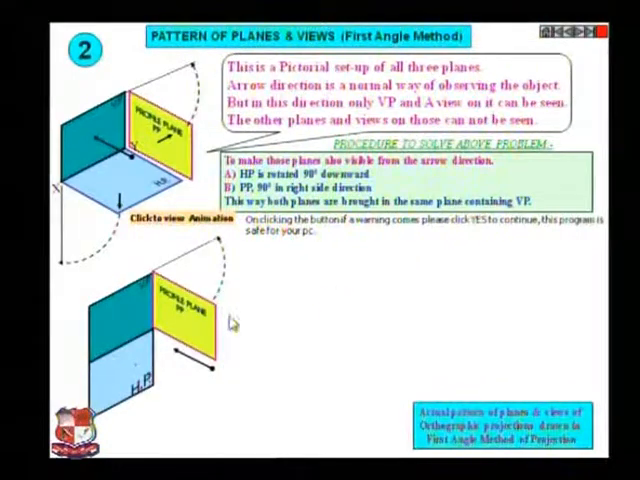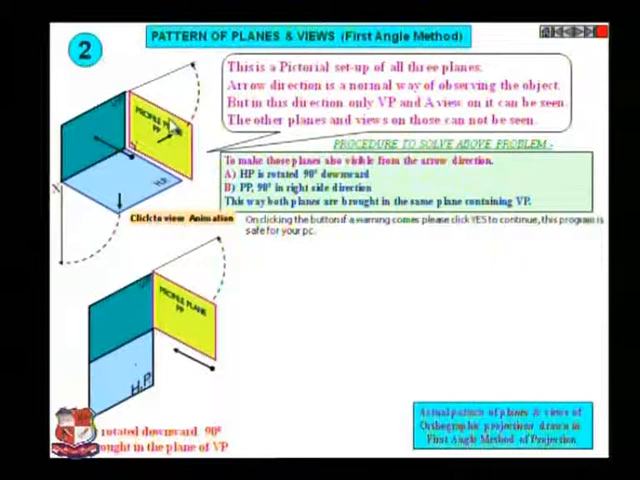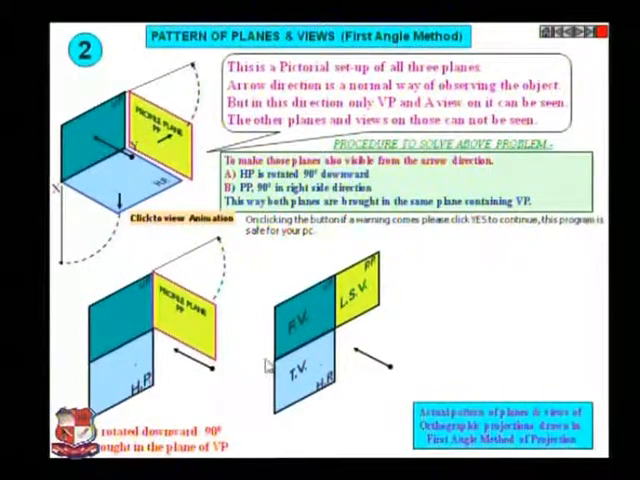Now next, here PP is rotated in this way. HP is rotated downward 90 degree and brought in the plane of VP. So by rotating this way, all these three planes can be drawn in the single view, like this: front view, left hand side view, and this is top view. So this is in first angle projection method.